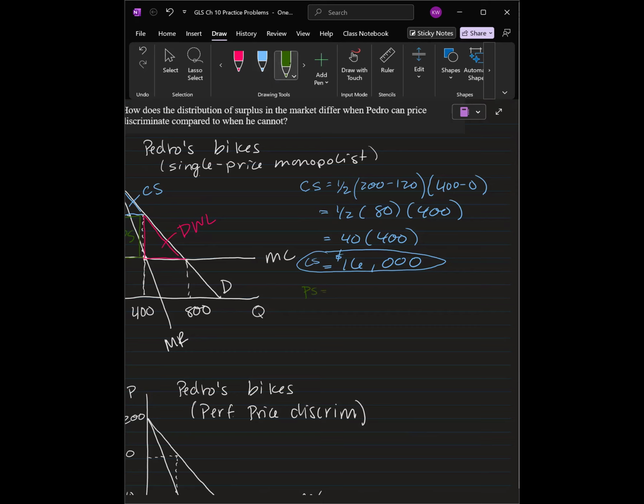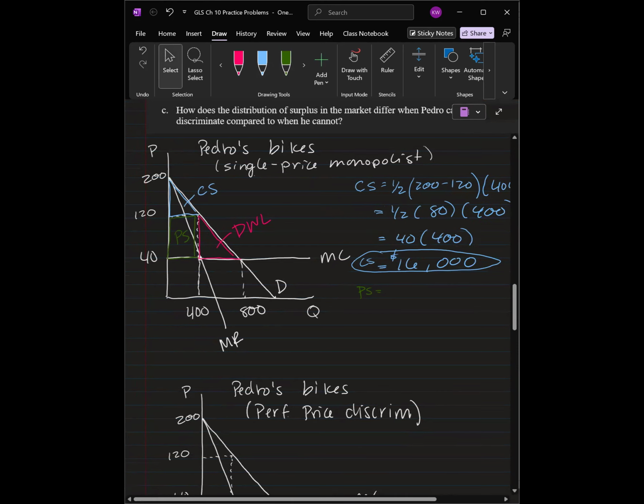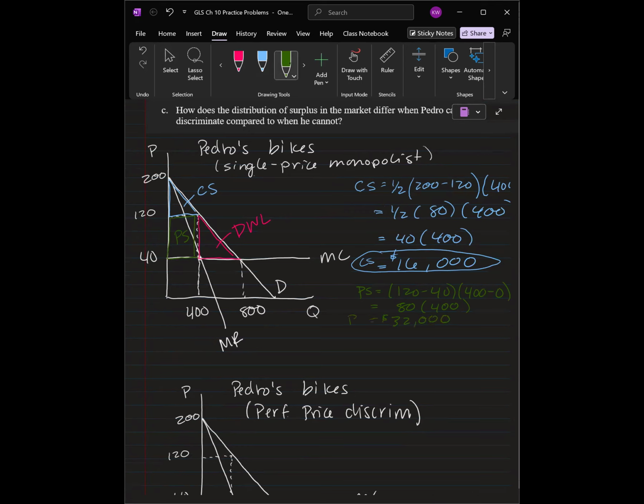His producer surplus is the area of our green rectangle. So that'll be 120 minus 40 times the amount sold, which is 400. That gives us 80 times 400. So that'll give us $32,000 for producer surplus. And then lastly, deadweight loss.